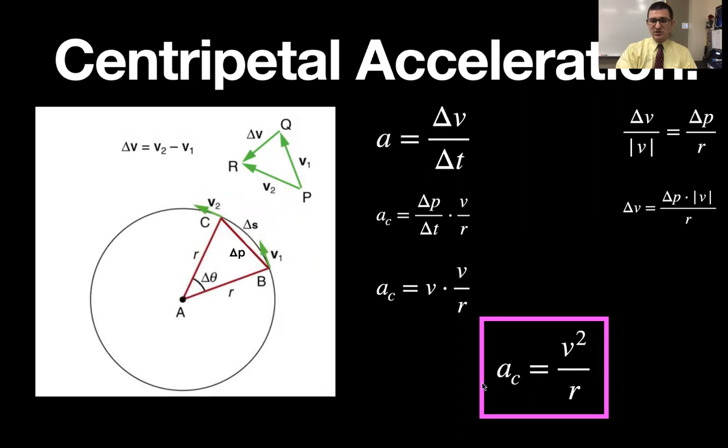So we're definitely going to need to remember this centripetal acceleration formula. It's actually on your formula sheet, so you don't have to memorize it, but you do have to remember what it is and why it's useful. So this is the centripetal component of the acceleration for an object that is moving in a circle. It's the square of the velocity over the radius.